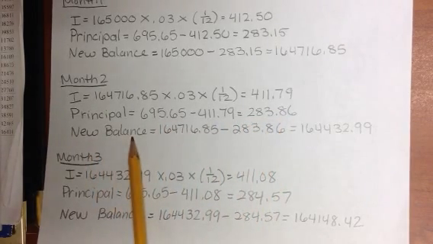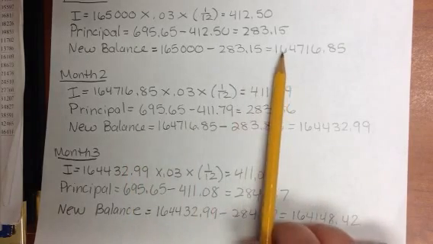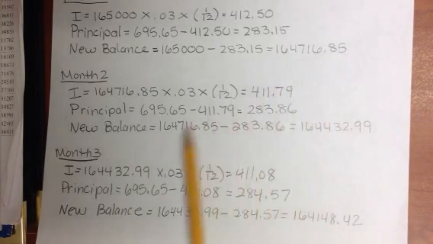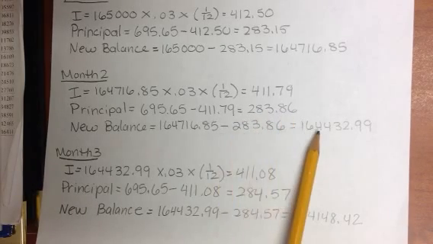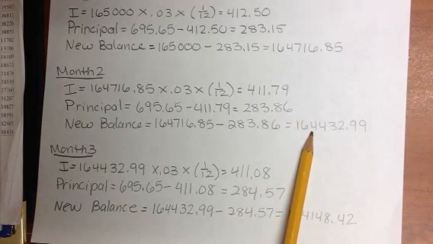So then to find my new balance at the end of month 2, I take my old balance, which is this right here, and subtract what goes towards my principal, and I get my new balance for the end of month 2.